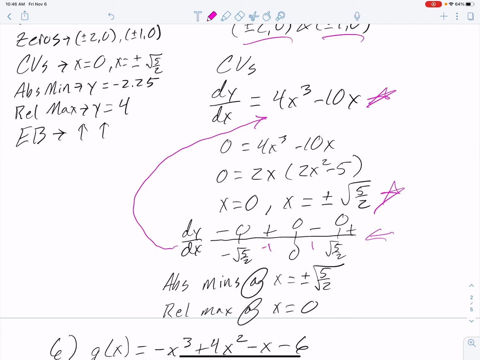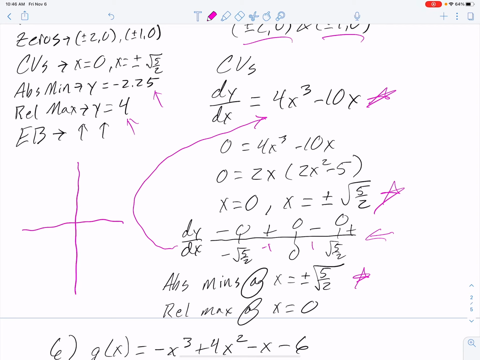We're going to start to see that if we've got symmetry among our critical values, they tend to have the exact same y value. So if you go ahead and plug in your x equals plus or minus root 5 over 2, you're going to end up with your absolute minimum of negative 2.25, and 0 gets us a relative max.